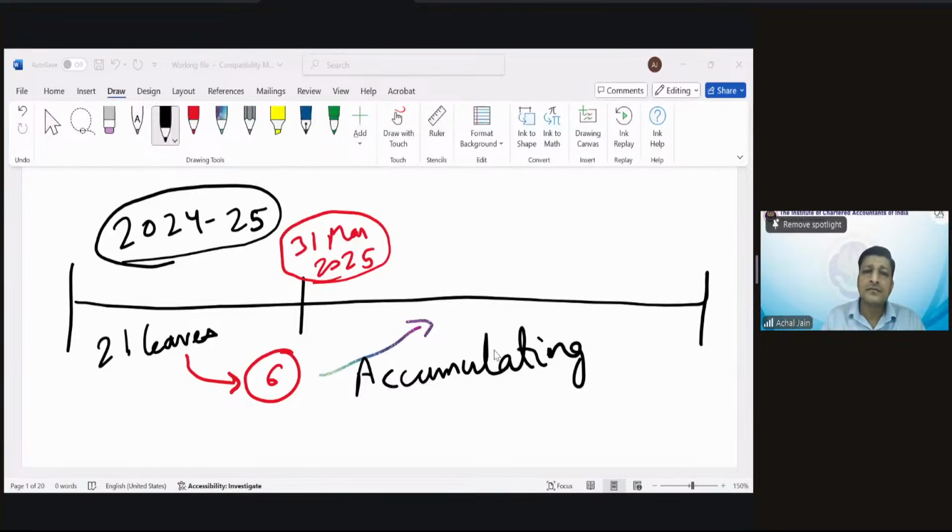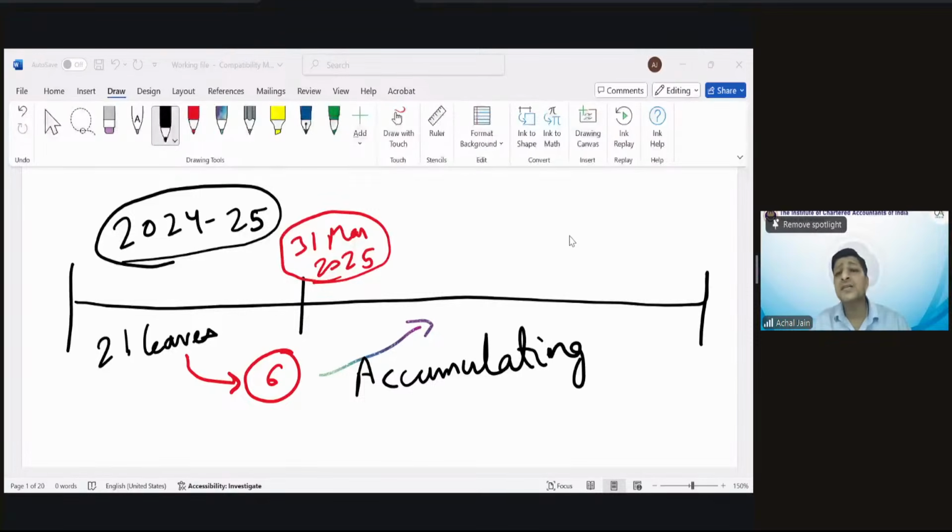Great. Okay. So any more questions on this? Okay. Anjana is saying leaves are carried forward and that's why it is called as accumulating. Yes, that's correct.